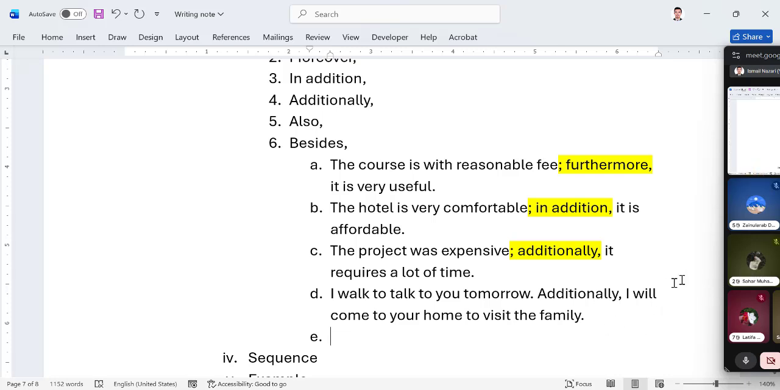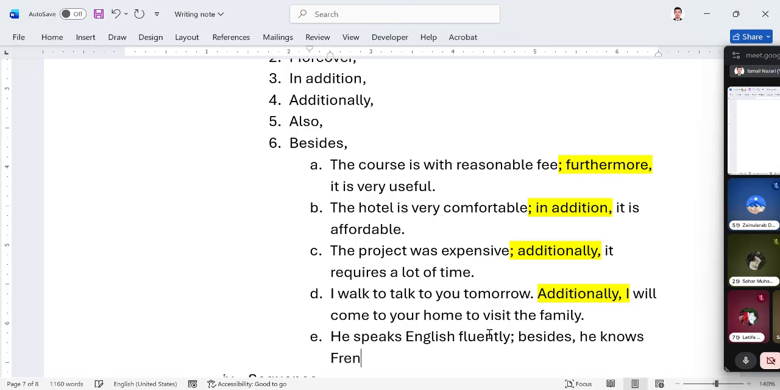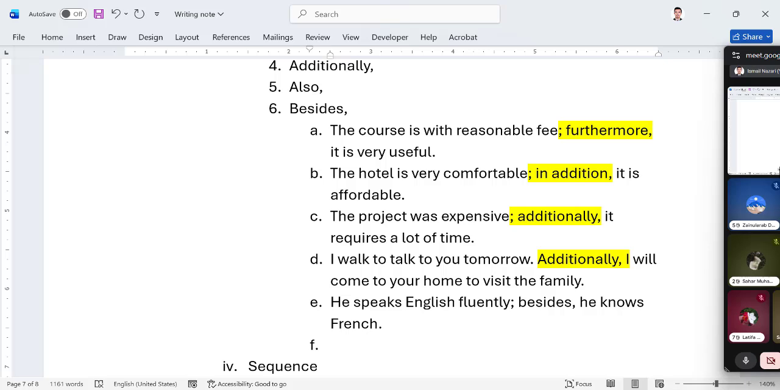Miss Sahar Mohammadi. Okay, for example, he speaks English well. Besides, he can speak French. He speaks English, for example, fluently. Besides, he knows, which language? French. Very good.